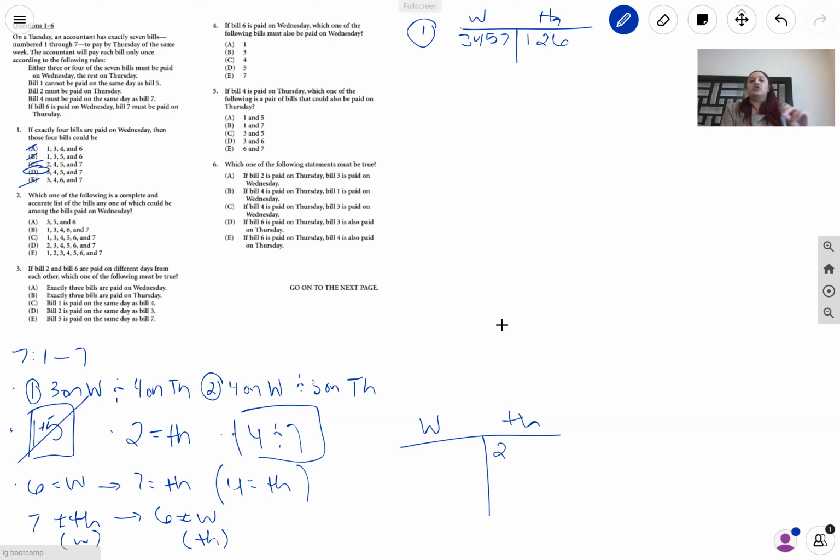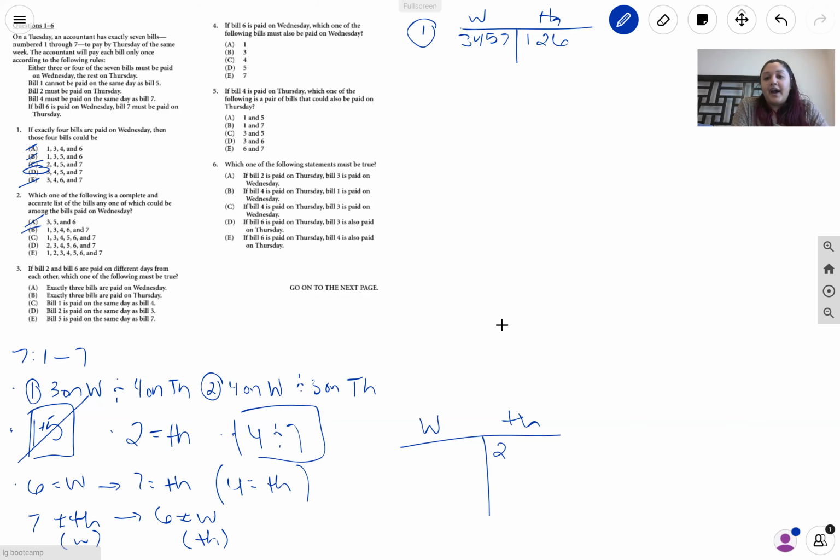Okay. So if I'm looking for the complete and accurate list, 3, 4, 5, and 7 definitely need to be a part of it. So I'm going to cross out everything that doesn't have those 4 numbers. A only has 3 and 5, so I can cross that out. B only has 3, 4, and 7, so I can cross that out. C has 3, 4, 5, and 7. That looks good so far.